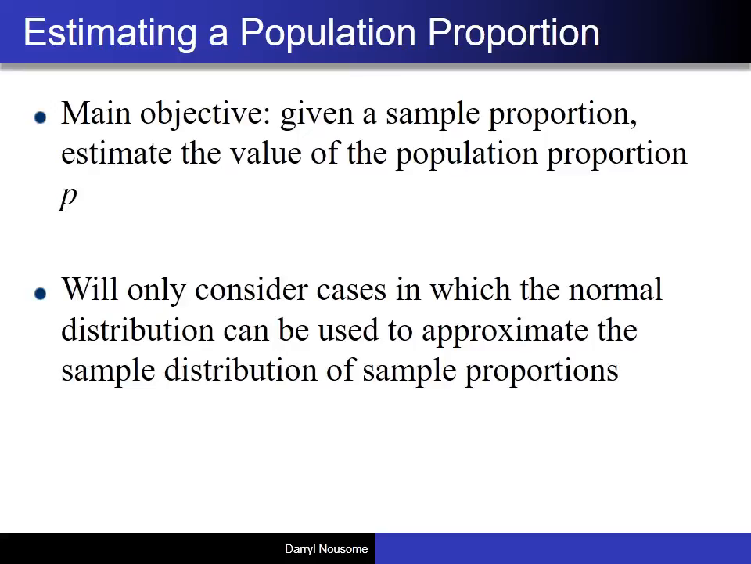So like I mentioned, this is about a population proportion. Our main objective of this section is, given a sample proportion, estimate the value of the population proportion, right? And that's given by the same notation that we say as p.